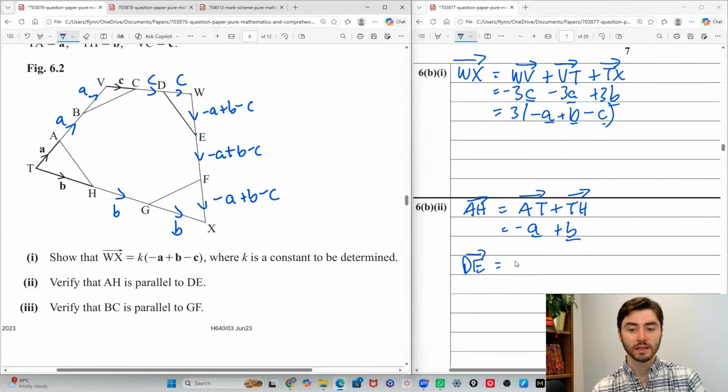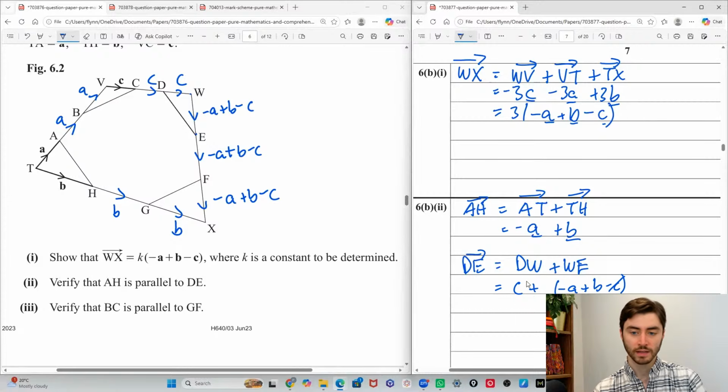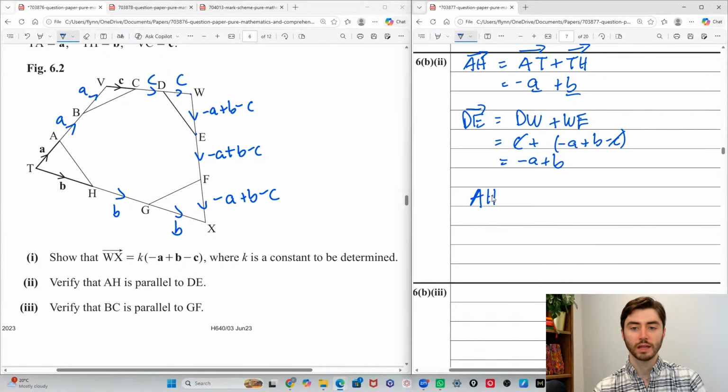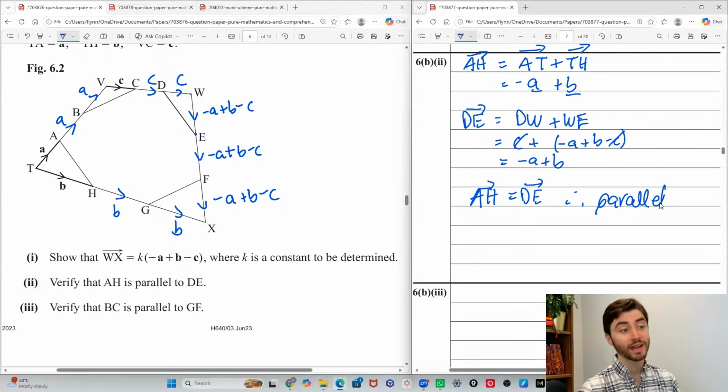So here DE is DW plus WE. So that's going to be C plus minus A plus B minus C. The minus C is going to cancel, and that is going to be minus A plus B. AH equals DE, therefore parallel. So writing them as explicit multiples of each other, and in this case, that's a multiple with a scale factor of 1.